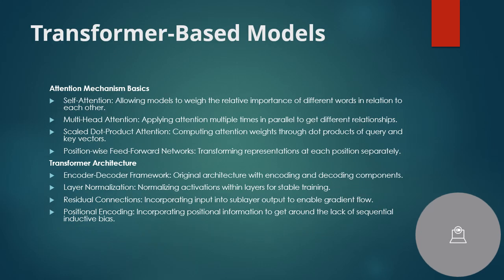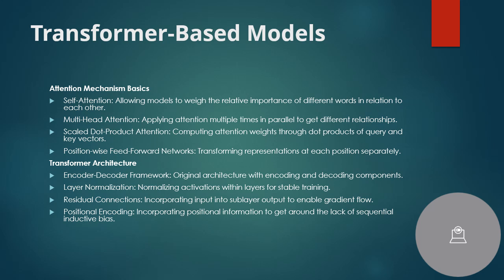And now we will focus on the transformer, a powerful architecture that has revolutionized text classification and NLP. First, attention mechanism basics. Self-attention allows the model to weigh the importance of different words in a sentence relative to each other. Multi-head attention performs attention multiple times in parallel, capturing different relationships between words. Scaled dot-product attention is a specific way of calculating attention weights using the dot product.